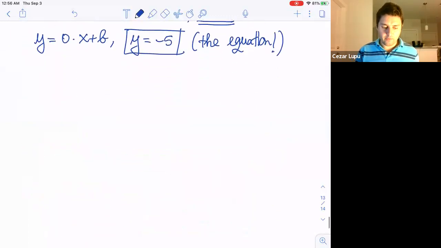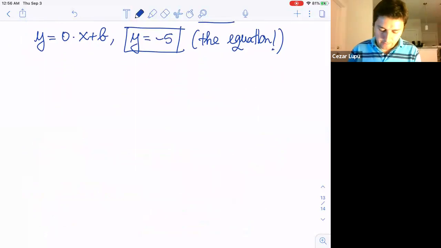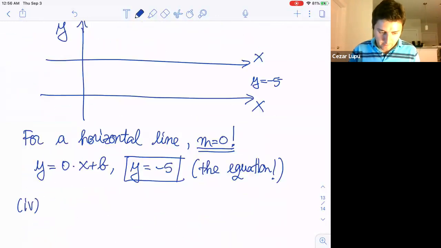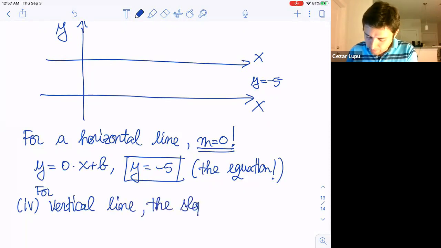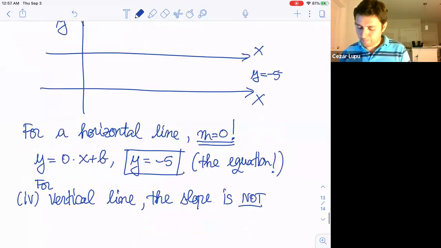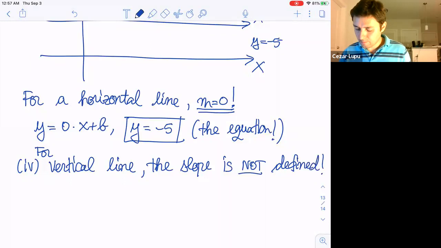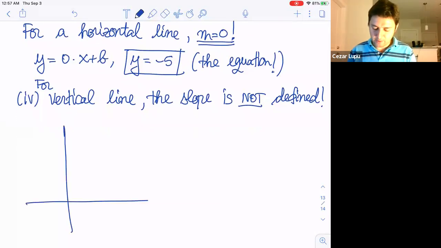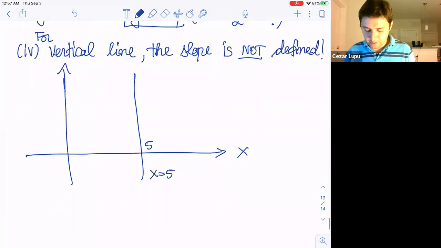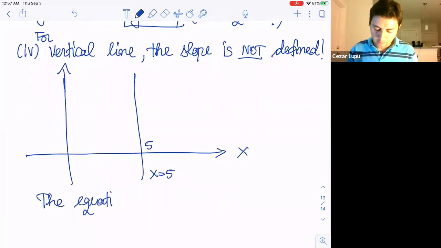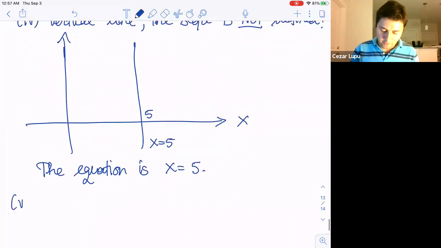Okay. Now, let's see what happens when we have a vertical line. Well, unfortunately, for a vertical line, the slope is not defined. So in other words, now we'll have the following picture here. Let me just draw it. So this will be just the line x equals 5, right? We'll have here the point 5. So the equation is given by x equals 5. That's it.